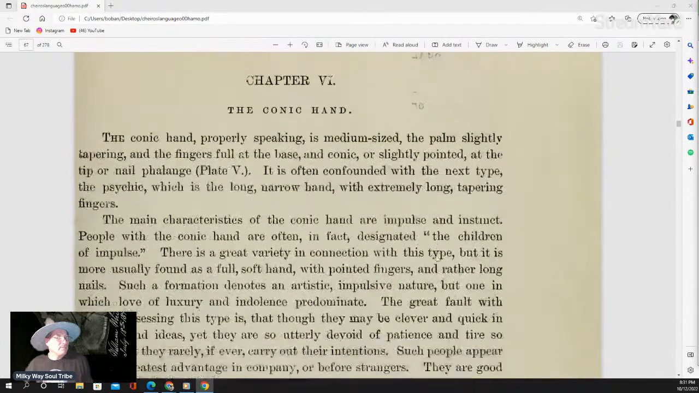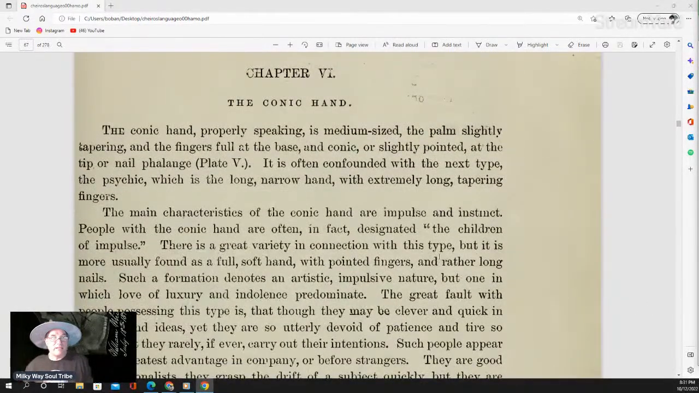Well, there you go. Chapter 6, the conic hand. Can we do one more chapter, please?